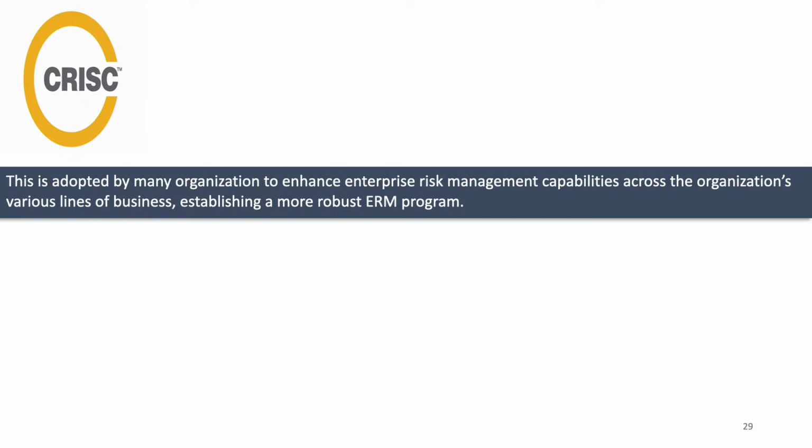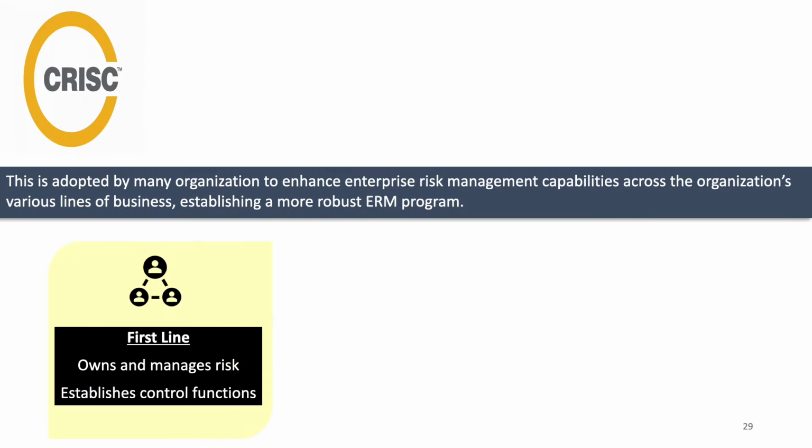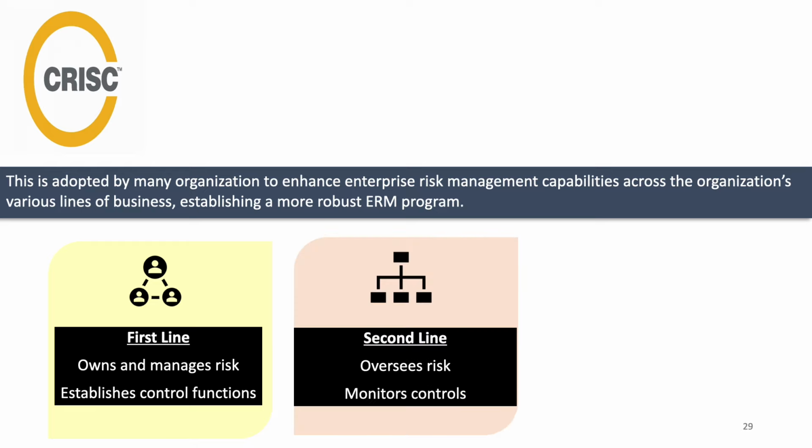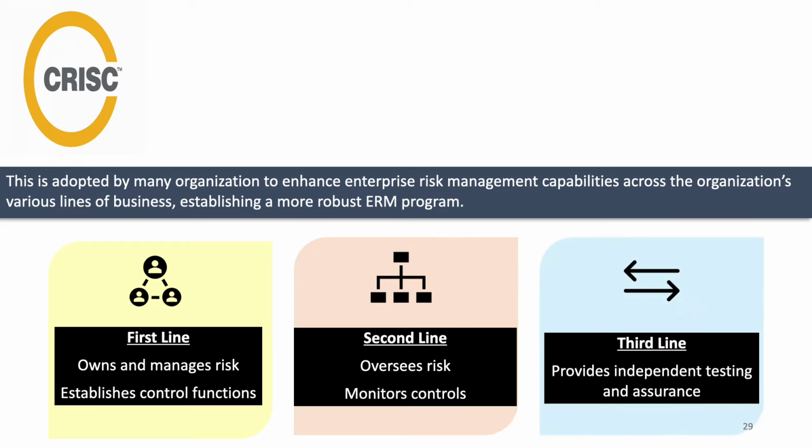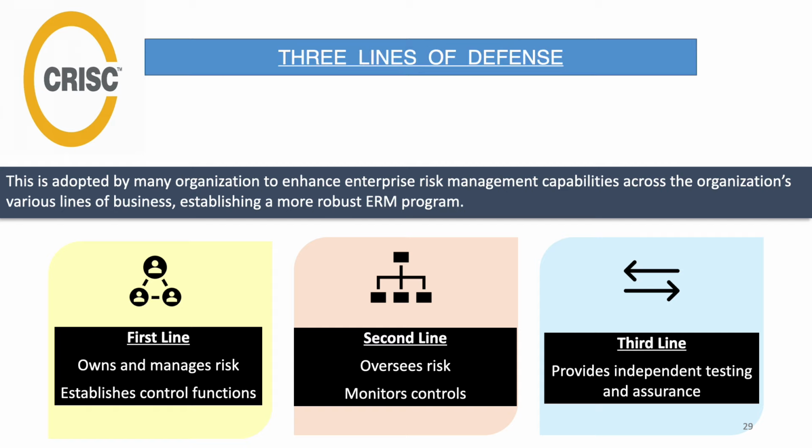Moving further ahead, let's discuss the three lines of defense. First line, owns and manages the risk. Second line, oversees the risk. And third line, provides the independent testing and assurance. Many organizations have adopted the three lines of defense to strengthen their enterprise risk management skills across all of their diverse business lines, hence developing a stronger enterprise risk management program.